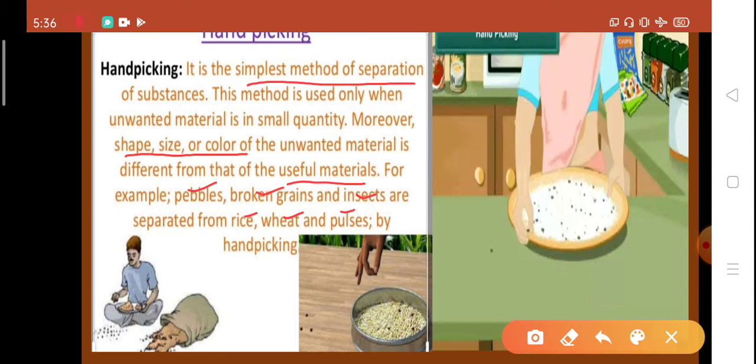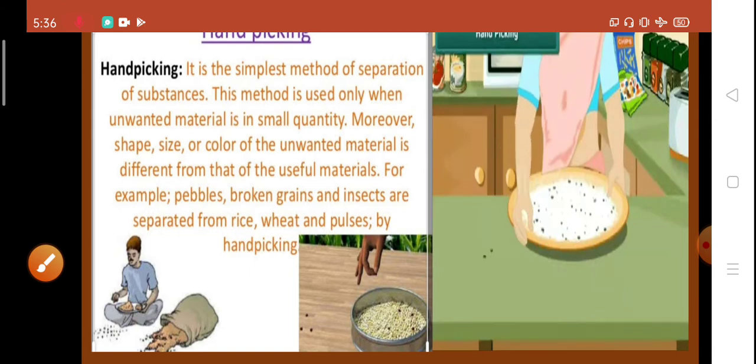Let's see the video and understand how it is done. So see students, from this we can easily separate the pebbles from rice as the color, size and shape of it is different from rice.